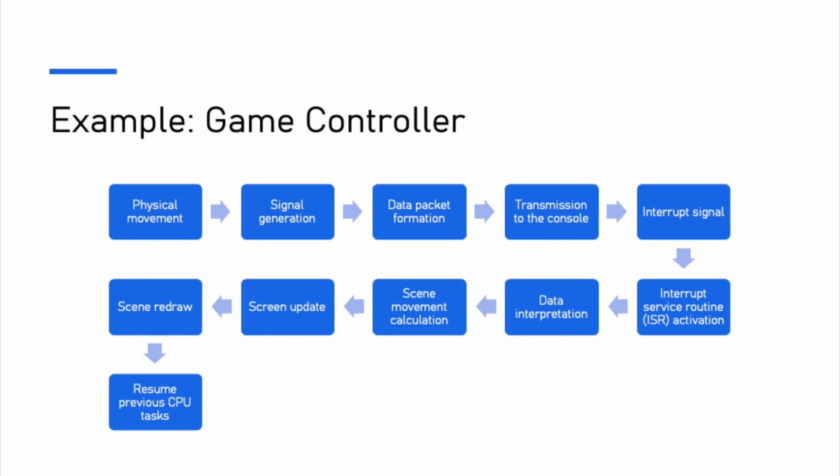In this situation, you will physically move the control sticks or press a button, which then generates a signal. This leads to the generation of a data packet, which is then transmitted to the console. The process or technique used here is an interrupt signal. The console will then call the relevant interrupt service routine to deal with that interrupt. The data from the packet is then interpreted. The scene movement is calculated. So if you chose to press left, the character has to move left and so on. The screen is updated, the scene is redrawn, and then the CPU resumes its previous tasks.